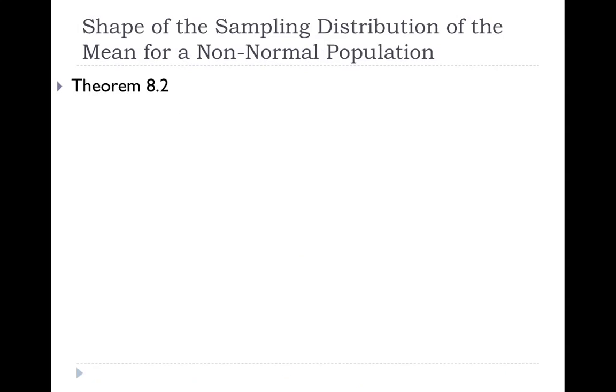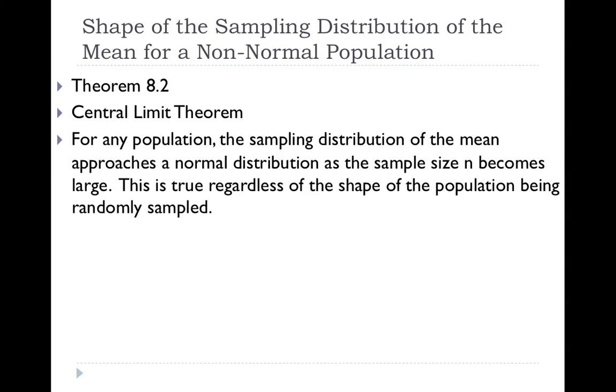Theorem 8.2 handles the case when you're taking from a population that's not normal. So not a bell-shaped curve. So it could be skewed left or right or just something unknown. And here's where we apply the central limit theorem. For any population, the sampling distribution of the mean approaches a normal distribution as the sample size n becomes large. This is true regardless of the shape of the population being randomly sampled.